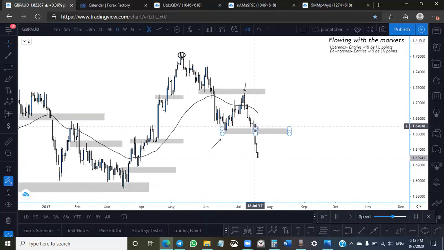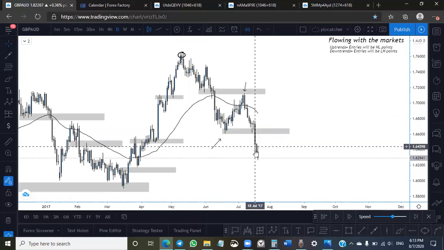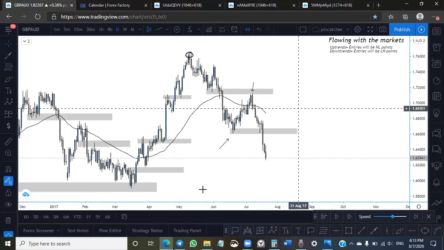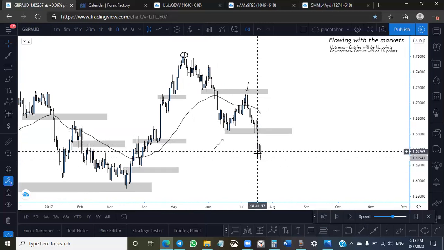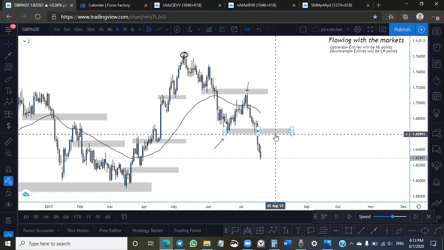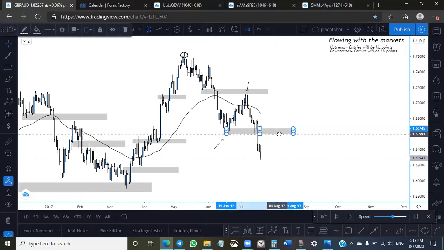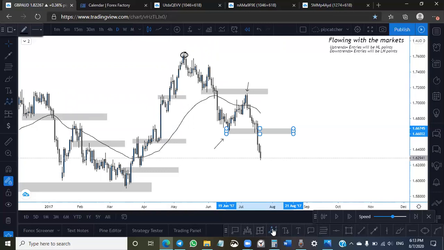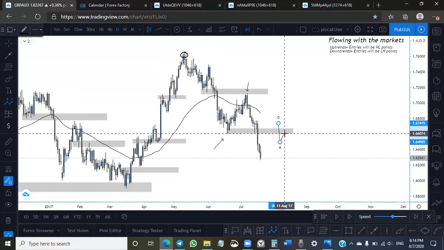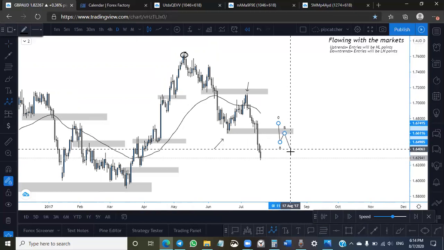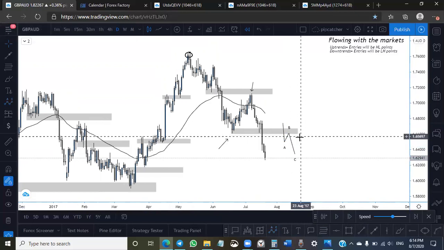And I like that this aggressively broke through that low. That is a strong indication that we can potentially see structure continue to the downside. So what I would be looking for is a break of that low, a retest back in this zone to continue lower.